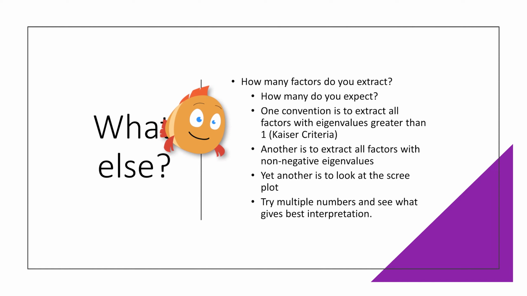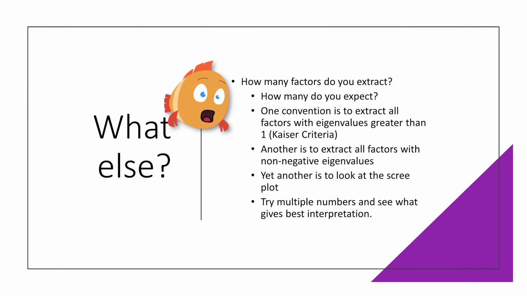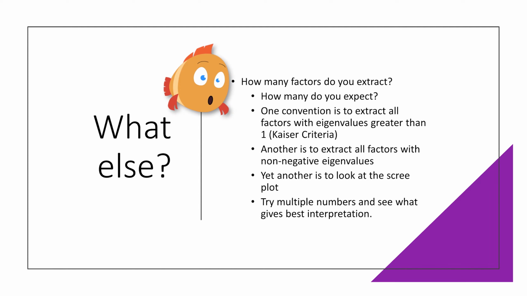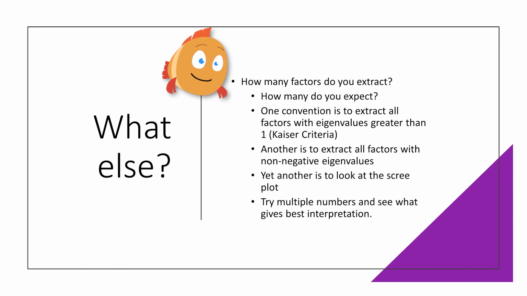All right, so what else? What are other key big ideas? How many factors do you extract? How many should you expect? And those kinds of things. So one convention is to extract all the factors that have eigenvalues greater than 1.